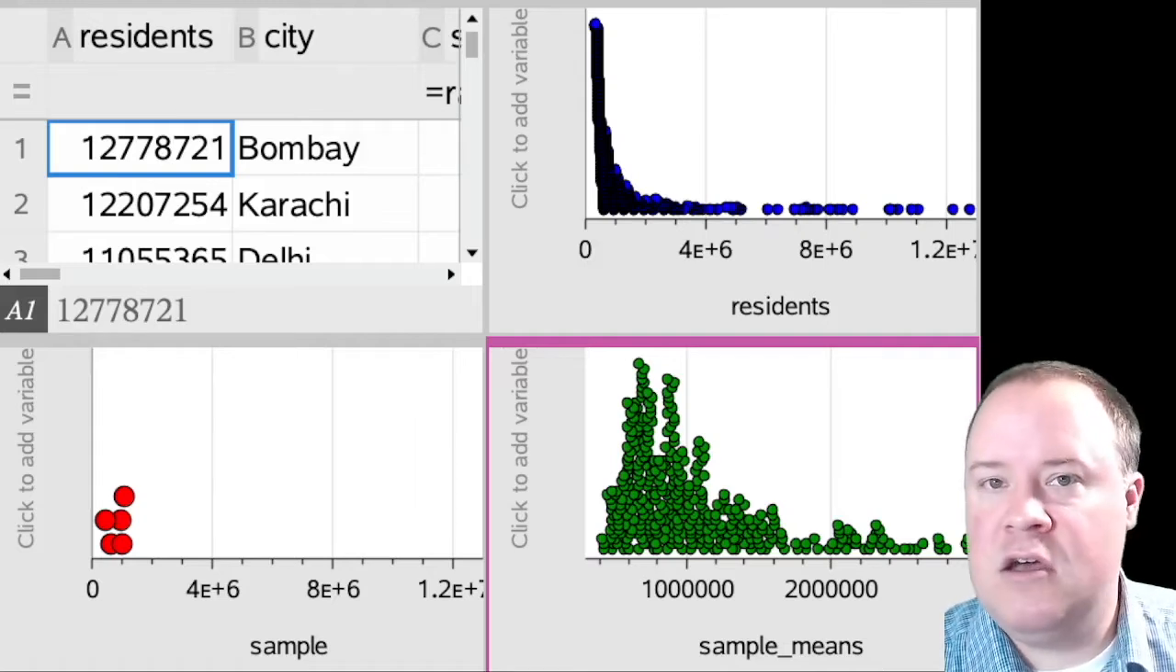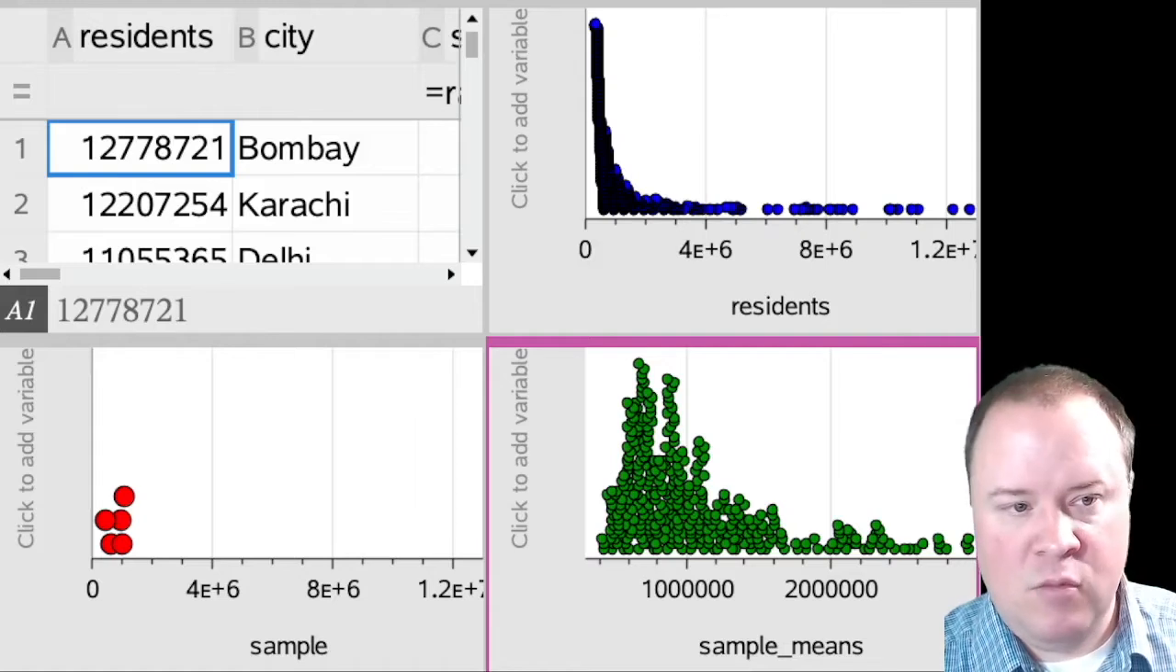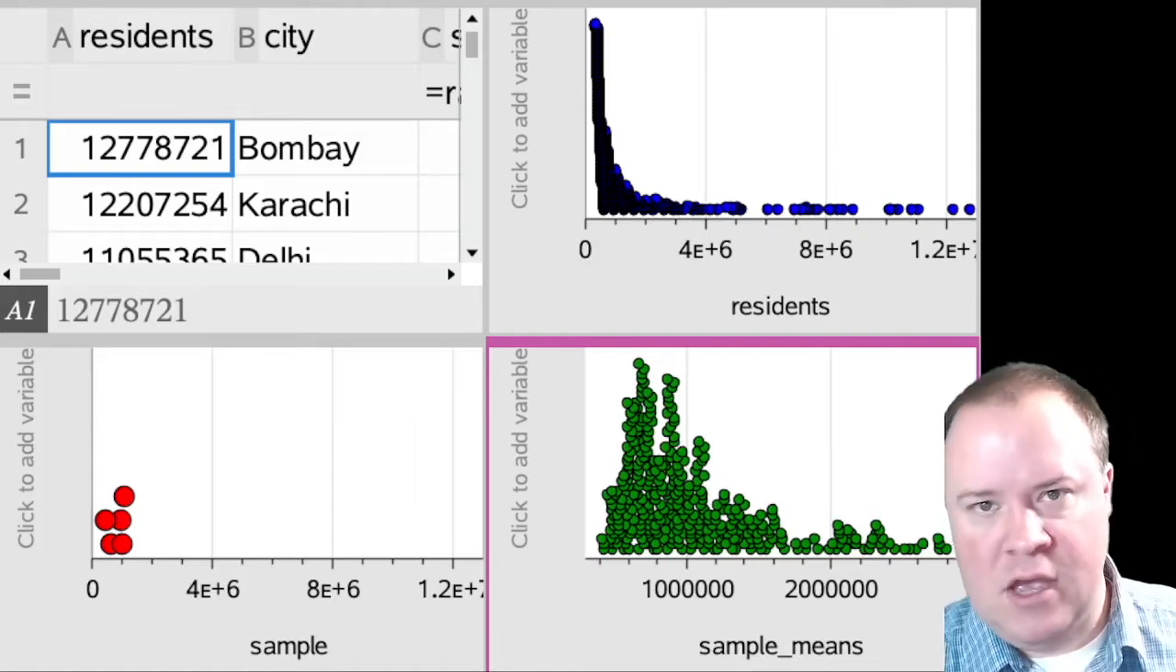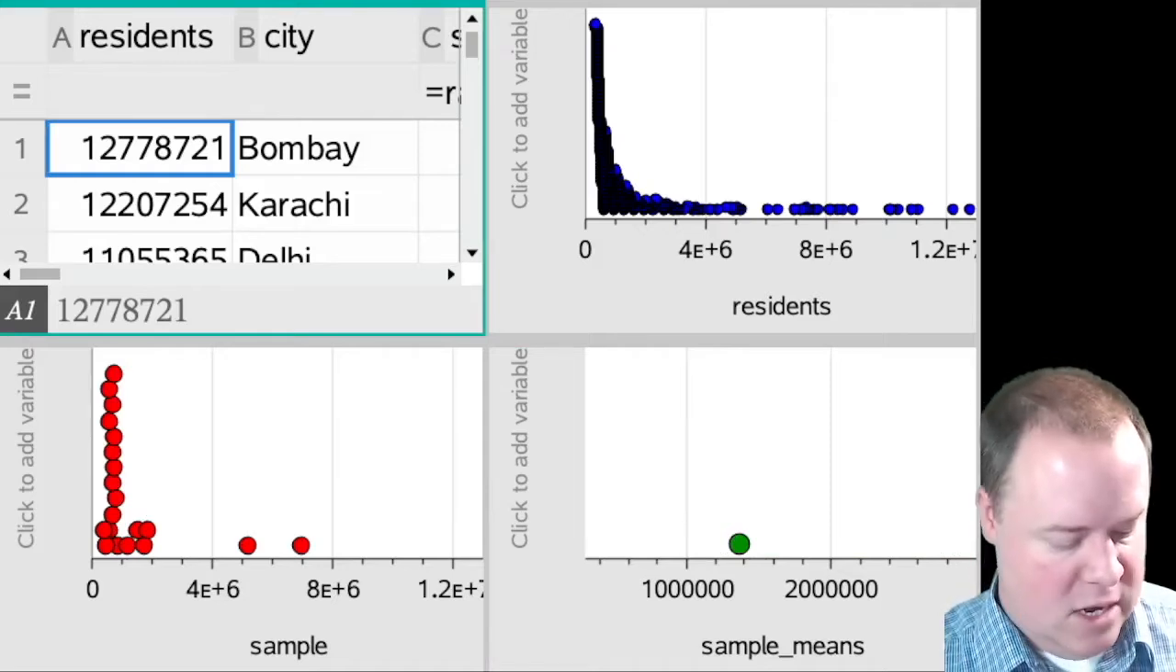I maybe need to increase the number of cities, so I've got to spend some more money. So let's say you say, okay, well, that's okay. I'll pick 20 of the 1,000 cities. So let's try it again with 20.